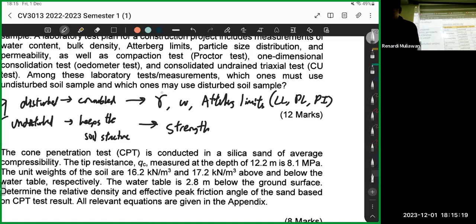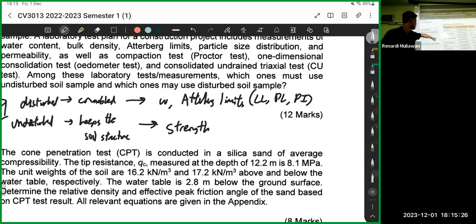Sorry, gamma is undisturbed. You can only take water content and Atterberg limits. Anything to do with strength, right? So consolidation, UU, CU, CD. This one is the C prime and the phi prime, your friction angle, right? And CU, that's all under the triaxial test.